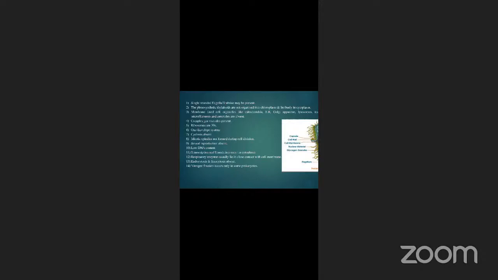Then low DNA content. Transcription and translation both occur in the cytoplasm. Then respiratory enzymes are in close contact with the cell membrane. Then endocytosis and exocytosis, that means they take something inside the cell and release or secrete something outside the cell through vesicles. So that is called endocytosis and exocytosis. Endocytosis means taking inside, exocytosis means releasing outside. So both are absent here, and nitrogen fixation is seen in some nitrogen fixing bacteria, all this. Okay.